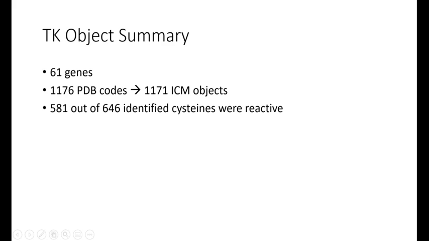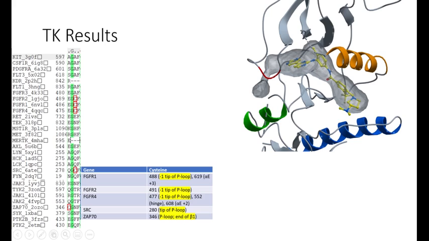Of the 1176 associated PDB codes, ICM Pro generated 1171 ICM objects. 581 of the 646 identified cysteine residues were predicted to be reactive. There is a wide range of cysteine locations in this group.